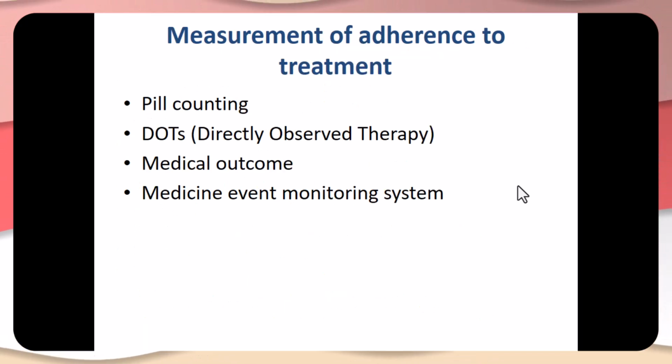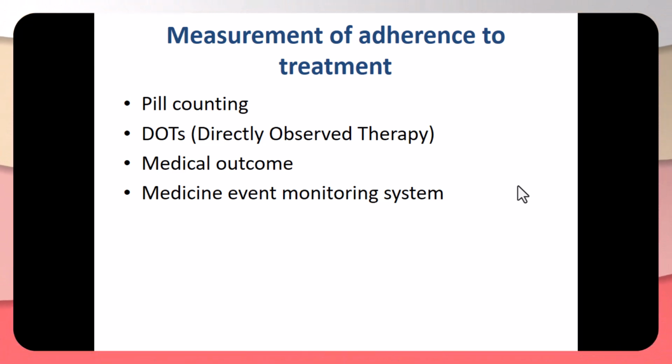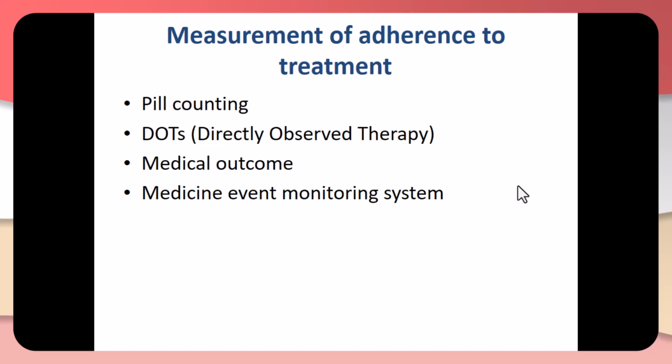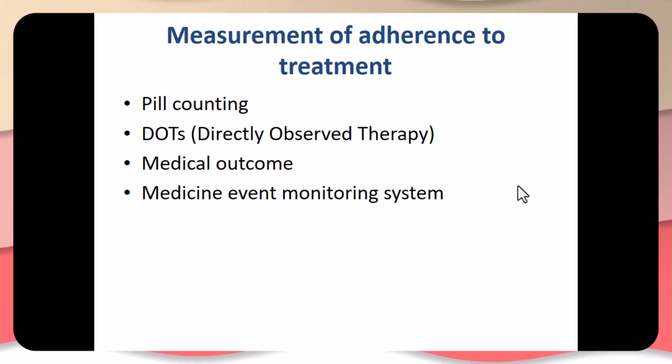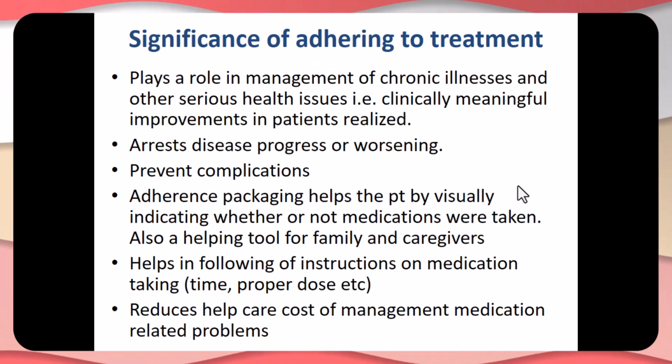What are the measures of adherence to treatment? Pill counting, like always count the medications for your patients. There are some hospitals that use the unit dose system. They give the patient only what they are supposed to swallow at that time, and then another time it is brought. So you find that if the pills look few, the patient is encouraged to swallow or adhere to treatment. Directly observed therapy: observe a patient while they are swallowing or taking that medication. Medical outcomes, and then a medicine event monitoring system should be put in place.